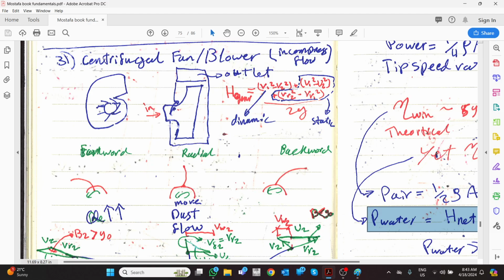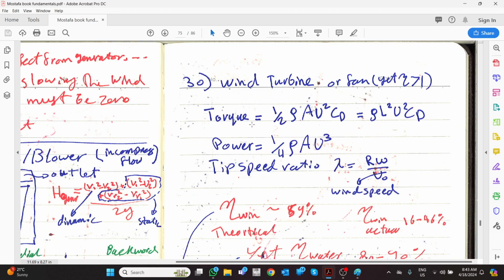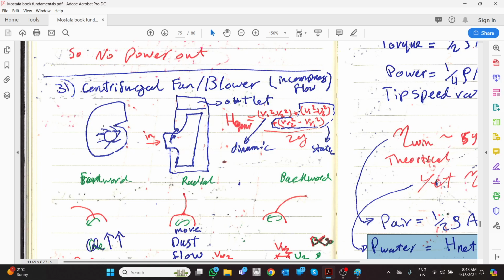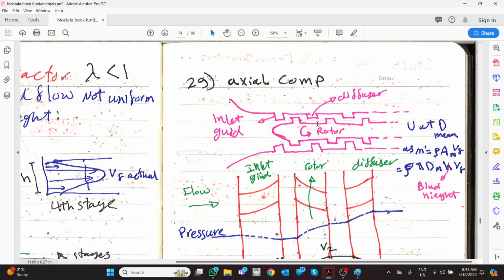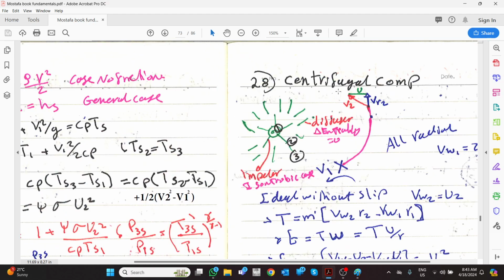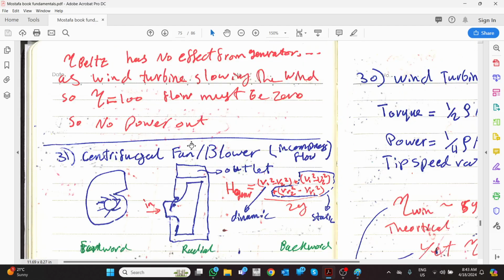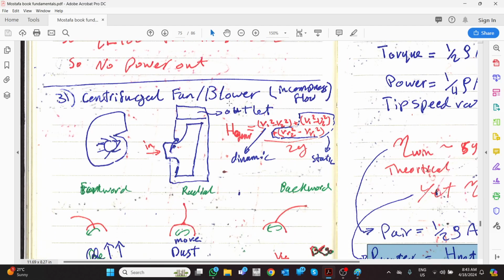Centrifuge fan or blower. A centrifuge fan or blower is different than the fan. This is an axial fan, and the wind turbine is an axial turbine. So this one is a centrifuge fan. A centrifuge fan is different than the compressor. A centrifuge compressor has a diffuser with an impeller. A centrifuge fan, we name it blower. It is the same, but there is no diffuser here.